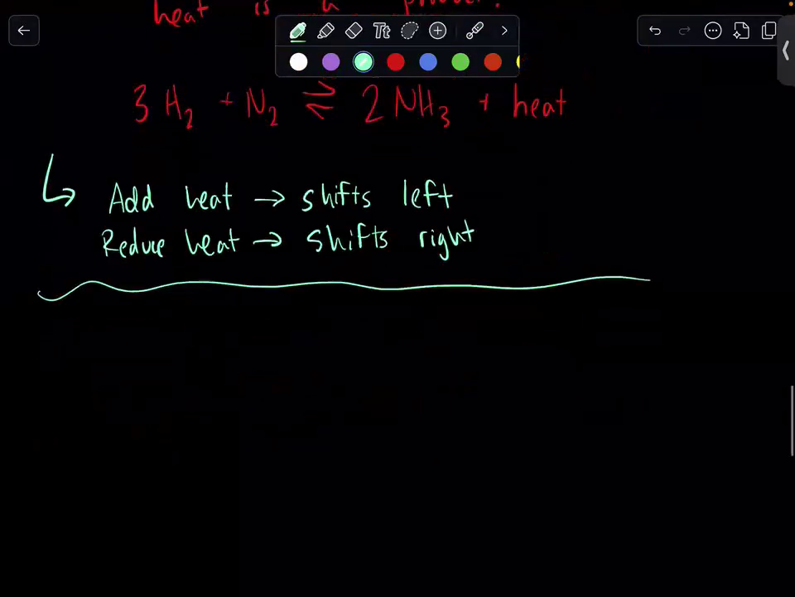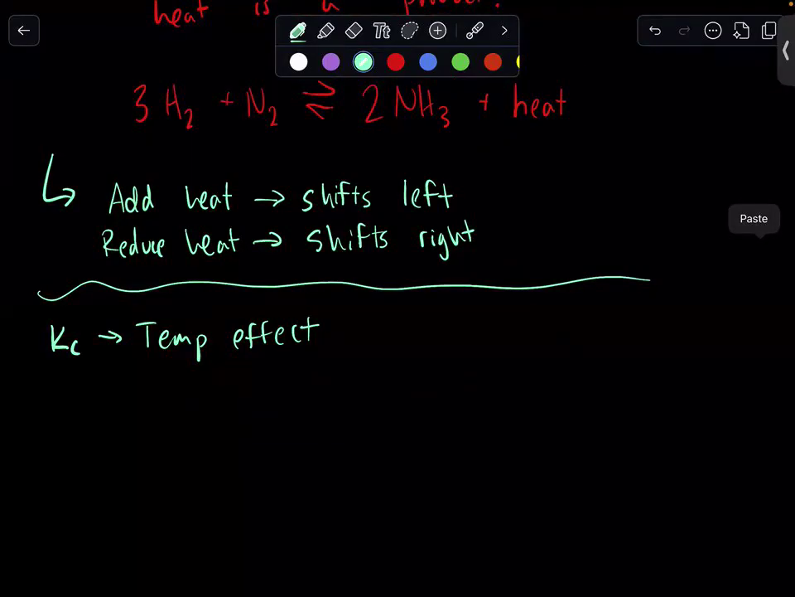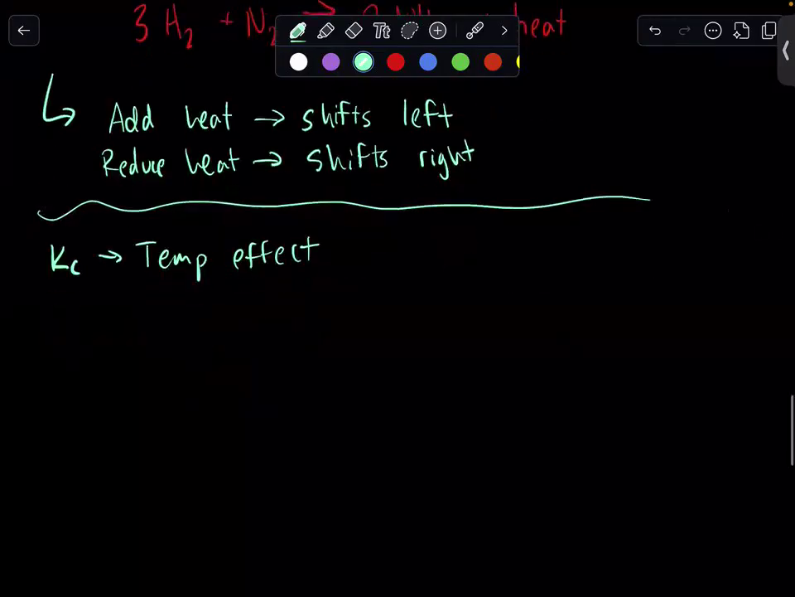Now, out of all of these, only one thing can affect Kc, and that is temperature. When we shift our equilibrium in concentration, when we shift our equilibrium in pressure, we still end up getting an equation where the Kc will stabilize at the same value. However, when we shift our equation by temperature, we are not actively adding or reducing any concentrations. Those are happening naturally through the addition or removal of heat, which means our Kc will shift.